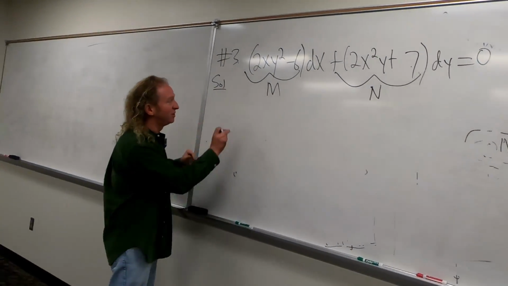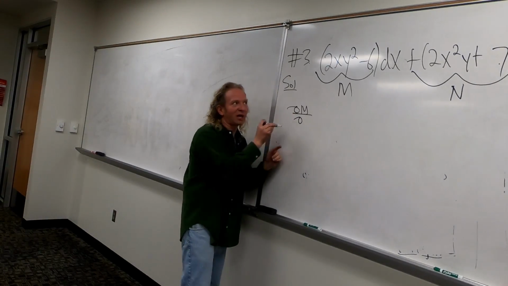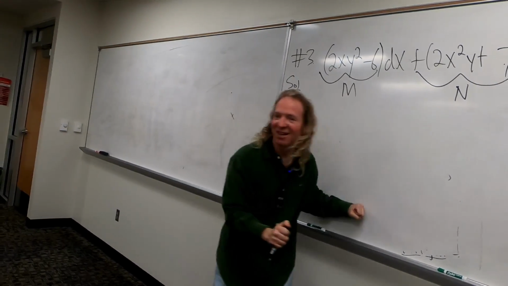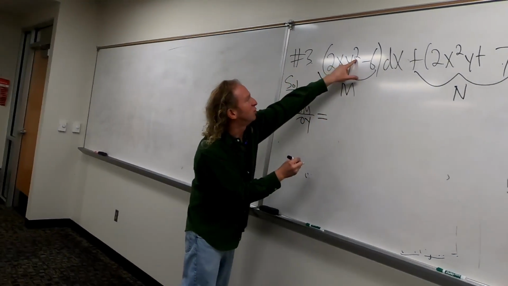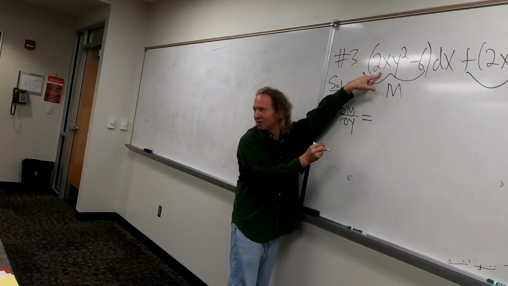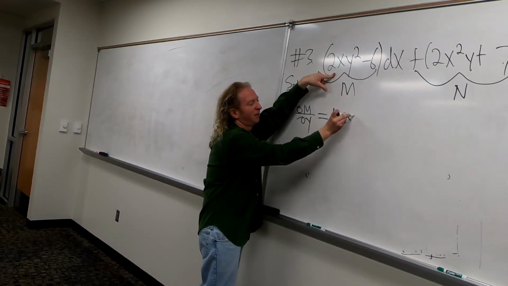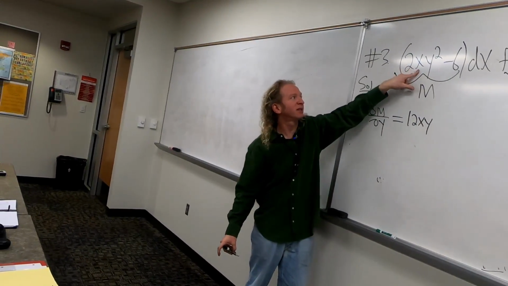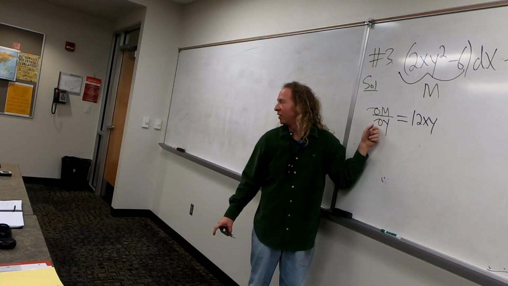Okay, so we have to do del M, del, and what letter goes here? What variable? Do you remember it? Y! Yes! Del M, that's the other letter, right? Good. So let's see. So it'll just be 12, right? Because the 2x is a constant. So 12xy, right? 12xy, because 2 times 6x is 12x. The x is a constant, right? Taking the partial with respect to y. It should be 4xy.